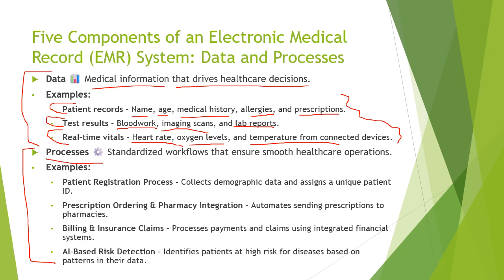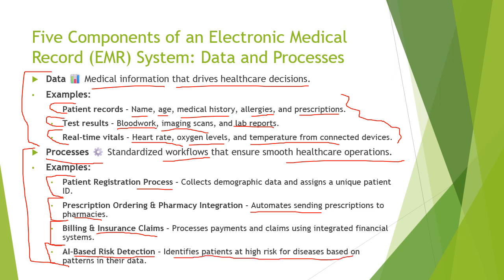Then you have different processes, so you have different workflows that kind of ensure everybody has access to what they need. So, for example, you have a patient registration process, potentially digitally. You have prescription ordering in pharmacy via the information system, which kind of automates prescriptions to pharmacies. You also have data being sent to billing and insurance. And then sometimes you'll even have these AI risk detection programs, so it identifies patients at high risk based on their data. So there's rules and processes around this, and ordering prescriptions and registering a patient.